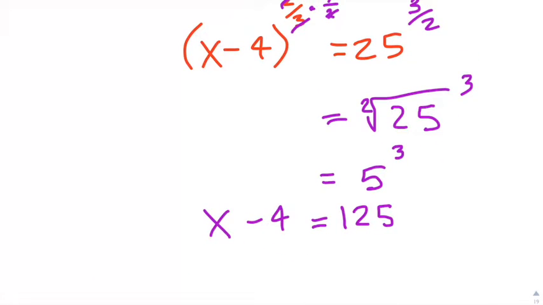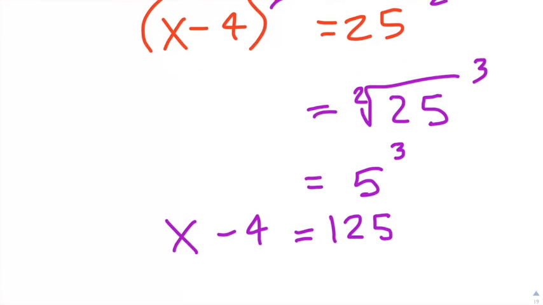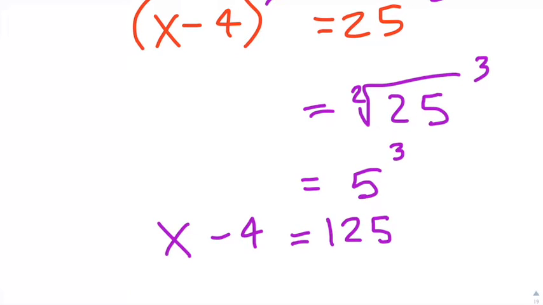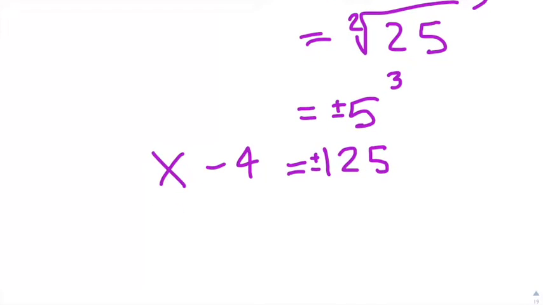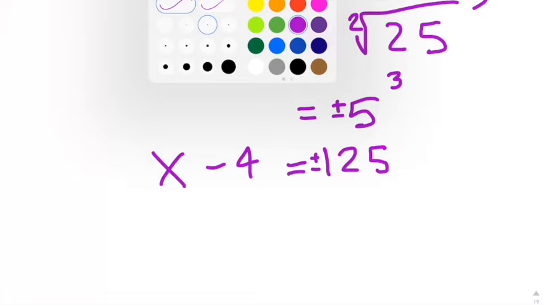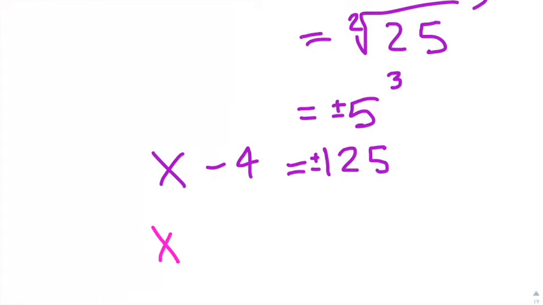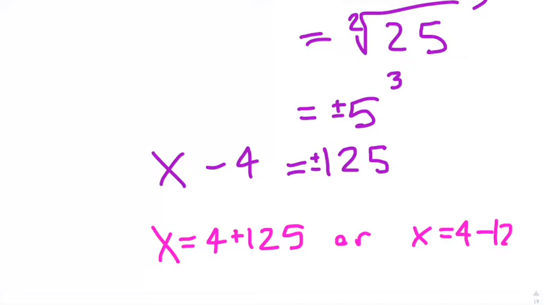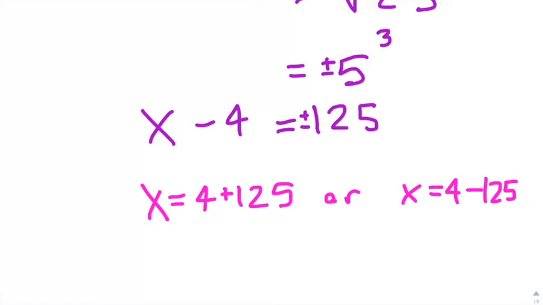Okay, and since we did a square root, we need to make sure we do plus or minus. So that would be plus or minus 125 right there. So then actually the answer comes out as two separate answers. You can say it's 4 plus 125 or 4 minus 125. So you got to be really careful there with that since it was a square root here.